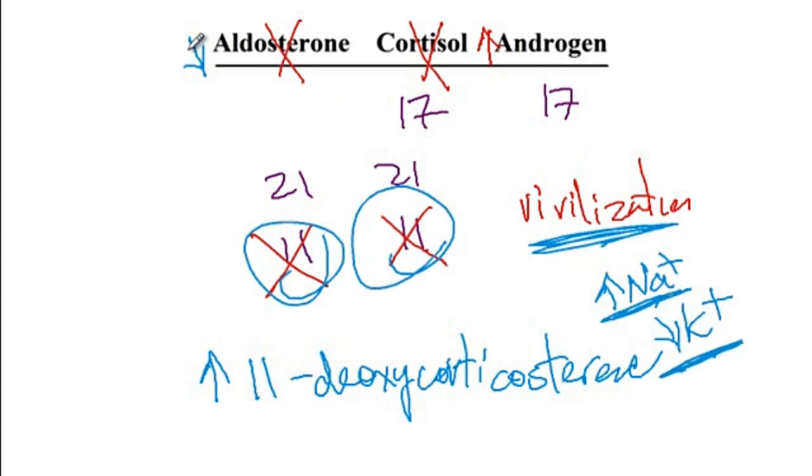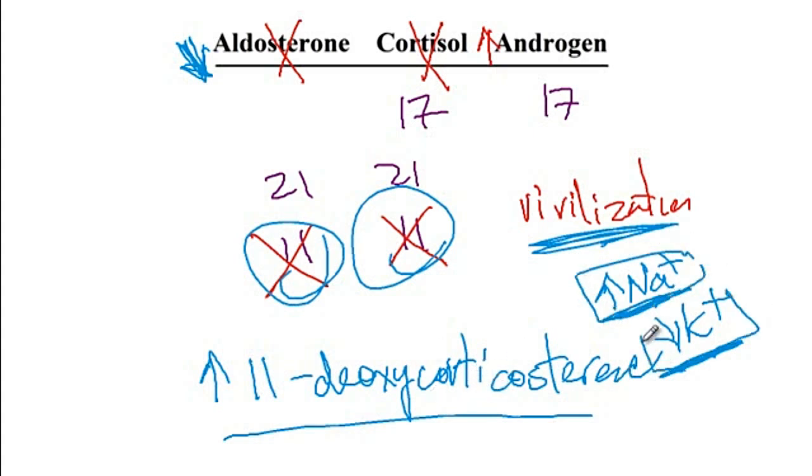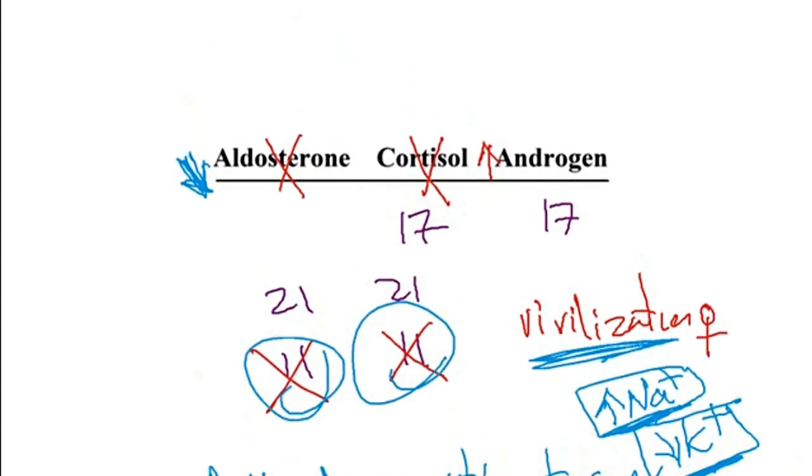So be careful of that. Despite there is low level of aldosterone, since there is increased production of 11 deoxycorticosterone, which is a mineralocorticoid, there would be hypertension and hypokalemia. And that concludes our discussion of this topic.